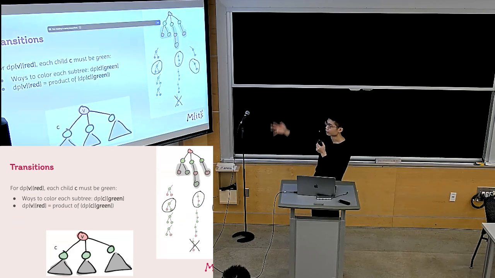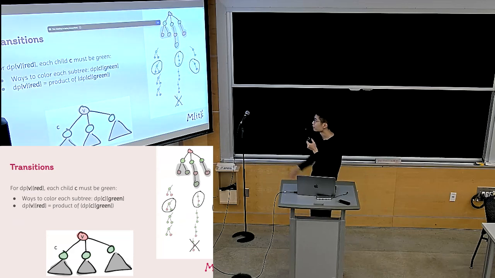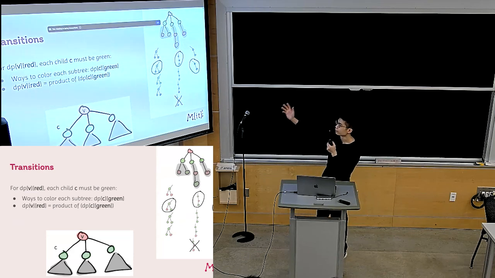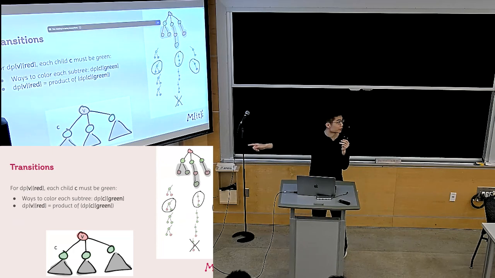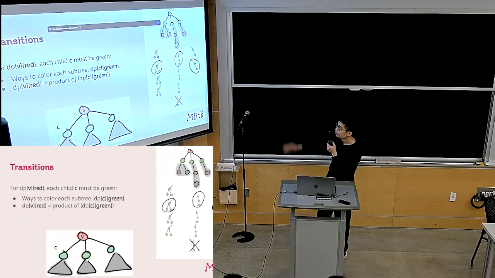For the leftmost subtree, there's actually 4 different ways, and I've drawn those up on the left. And then similarly for the middle one, there's 3 possibilities. One of them we drew is illegal because it has 2 reds next to each other. And then on the right, we have 2 possibilities.